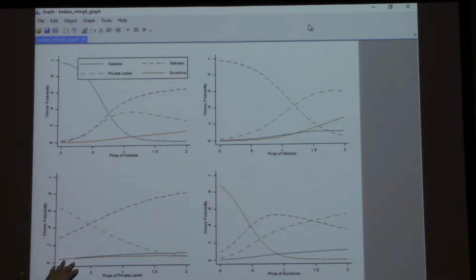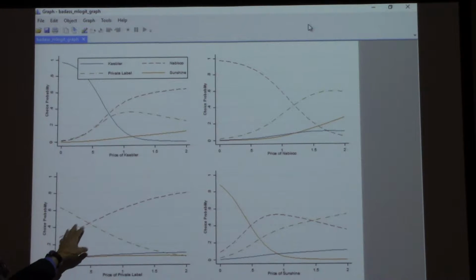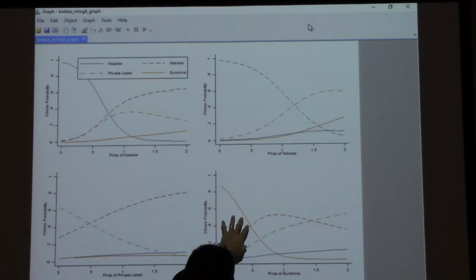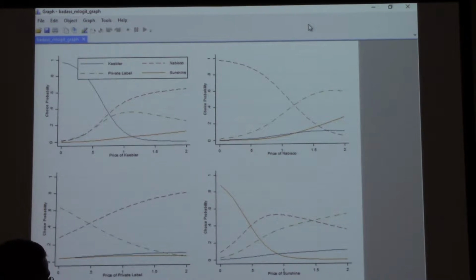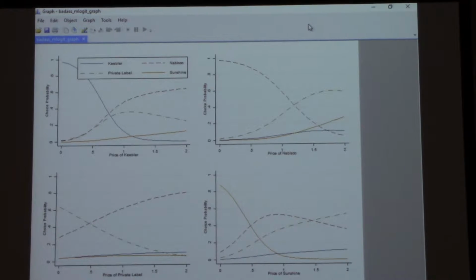Again, similar effects for private label. As the price of private label increases, yeah, we're going to buy less private label, but then we're going to switch mostly to Nabisco, and very little effect going to our two premium brands, really. And again, for Sunshine, law of demand holds. Price of Sunshine increases, the probability of choosing Sunshine decreases. Mostly going to Nabisco, but some going to private label.